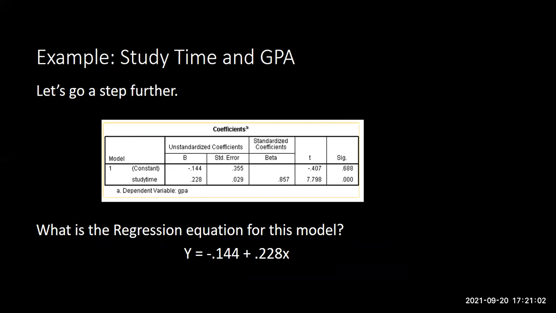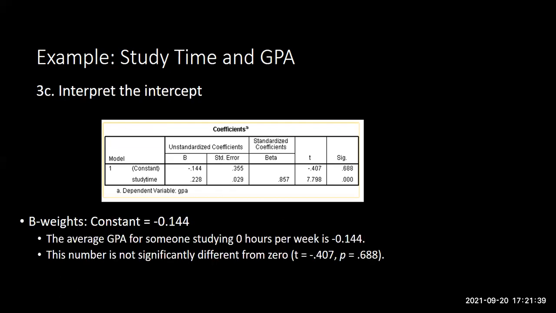How is that possible? It's possible because most likely in this data set, we didn't observe anybody who had 0 hours spent studying. Well, we didn't observe anybody who told us they had 0 hours spent studying, probably. And so now, for every hour they spend studying, their GPA goes up by 0.228. Yup. Here I am interpreting it and interpreting the t-test and the significance test.